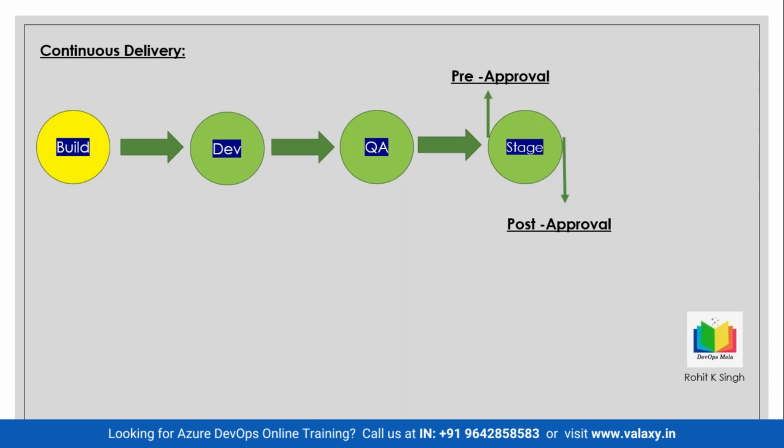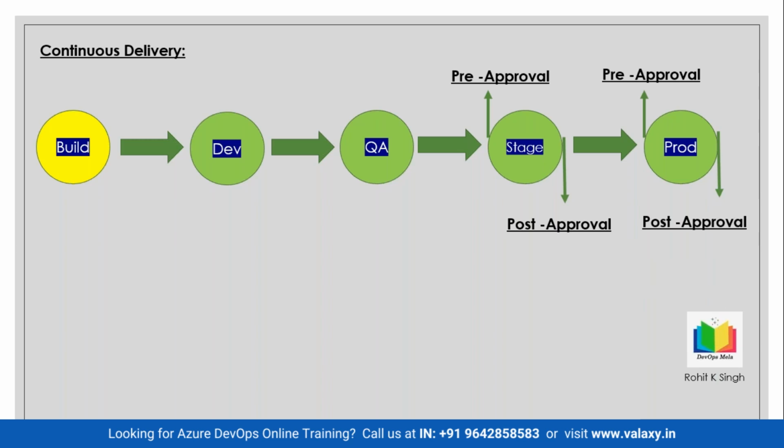Post that, you may have some sort of post-approval. What is post-approval? The changes are deployed into stage, and over there you want to do some dynamic testing, some integration testing before it goes to the next environment. So again you will need post-approval. Once the approval is done, the changes will go into production. Even in production, you don't directly push the changes. You will have pre-approval and post-approval in production as well.